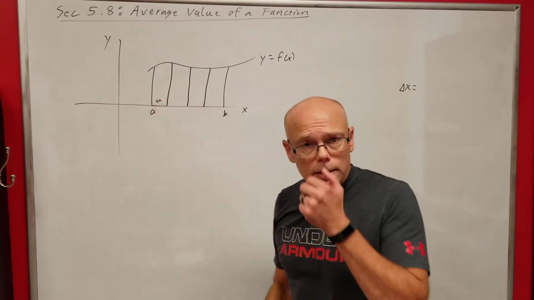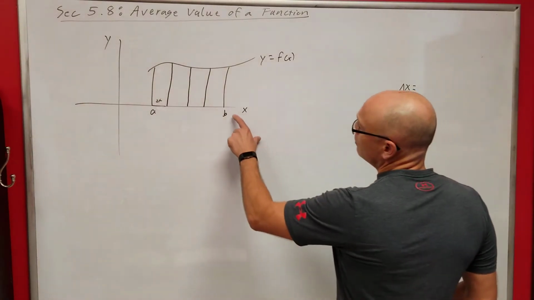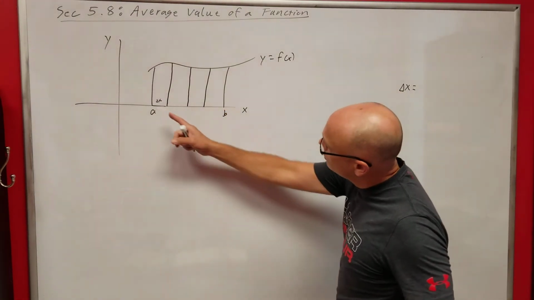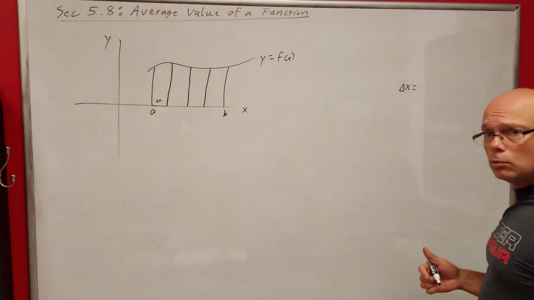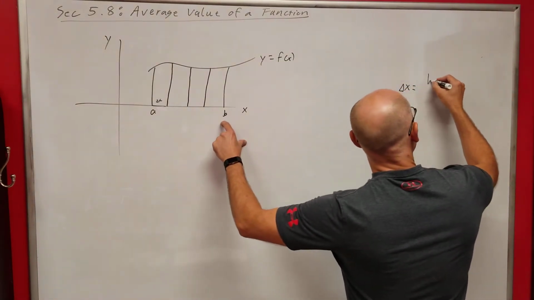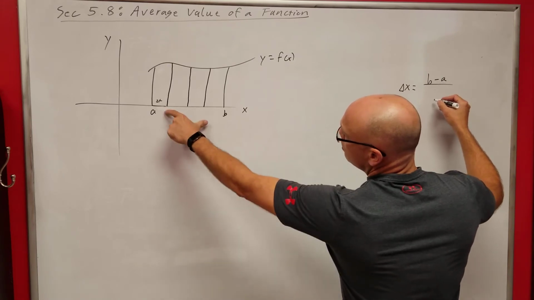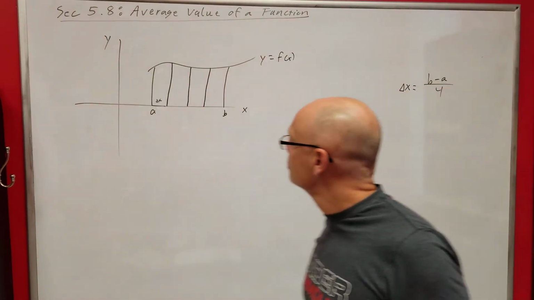Delta x is a width. What would the width be? Well, it would be the whole length of this interval from A to B divided into 4 equal sections if I made them all equal length. So it'd be the width of the interval, which is b minus a, over the number of intervals, in this case would be 4, right?